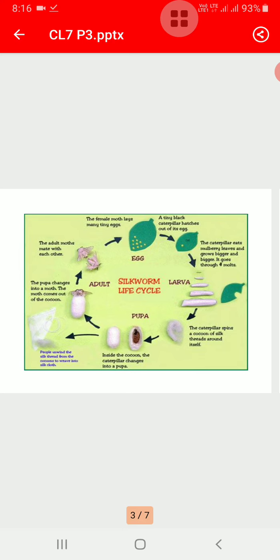The silk yarn is obtained from the cocoon of the silkworm. So, the life cycle of the silk moth is completed here. It starts from the eggs and ends at the silkworm.